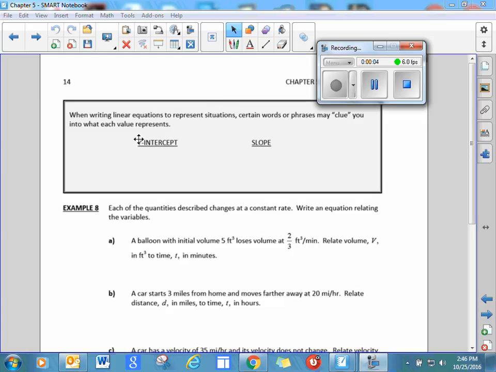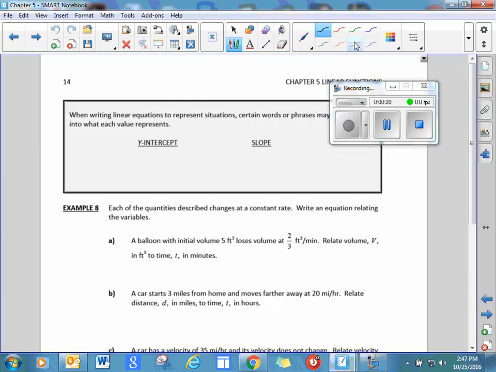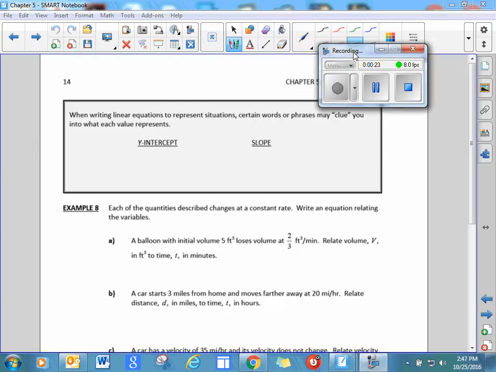Hi guys, this is the last video for 5b, the slope-intercept form of an equation of a line. When we've got word type problems, there's some words in there that can give us a clue when we're trying to write the equation of a line, what the y-intercept is and what the slope is.